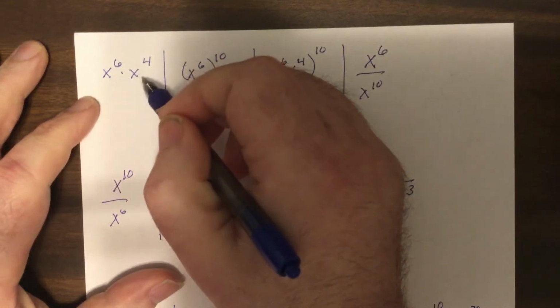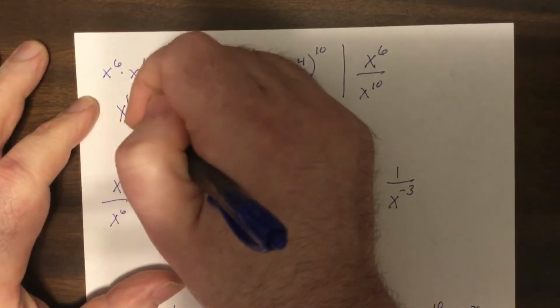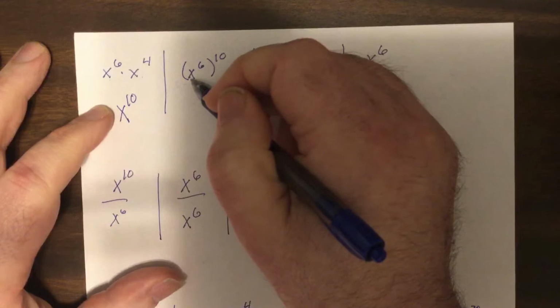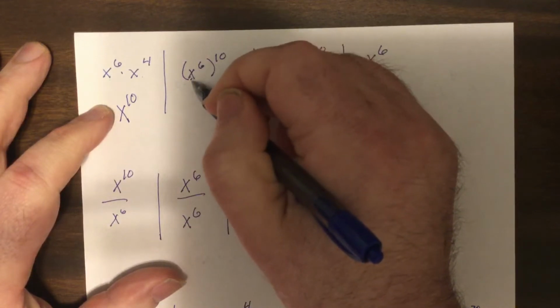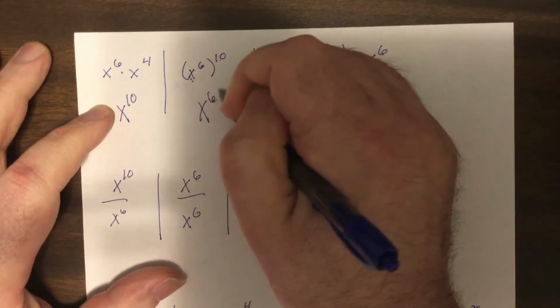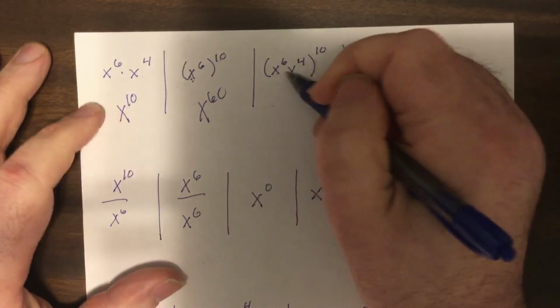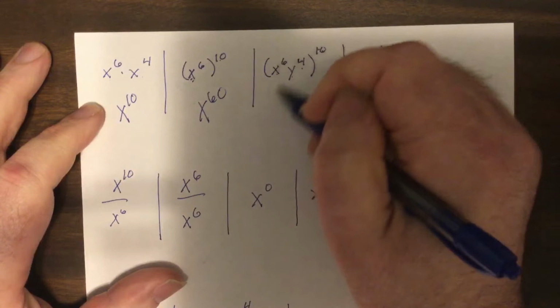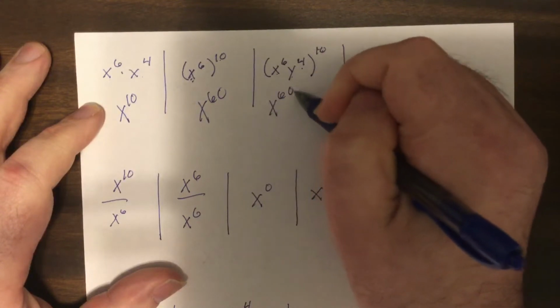When you multiply two things with the same base, you add the powers. When you raise a base to a power, then the whole thing to another power, you multiply. When you have a product to a power, you raise each one to that power, so it'd be x to the 60, y to the 40.